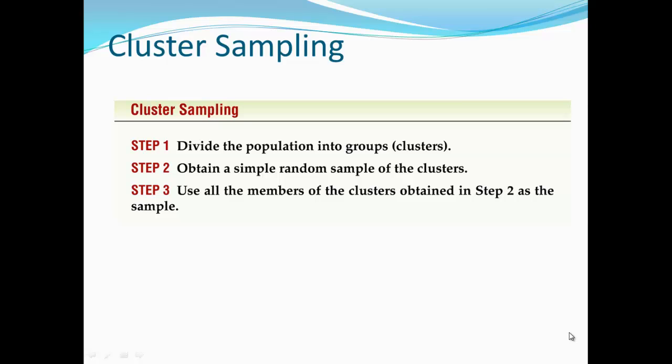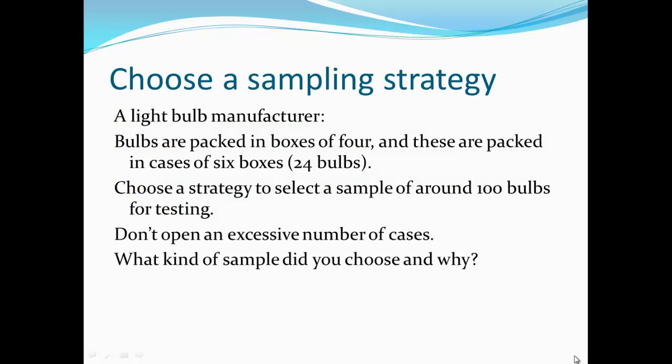There is another method of sampling known as the cluster sample. In cluster sampling, we divide our population into groups that are called clusters. We then obtain a simple random sample, not of individuals, but of clusters. Then each individual or each member of each cluster is put into the sample.